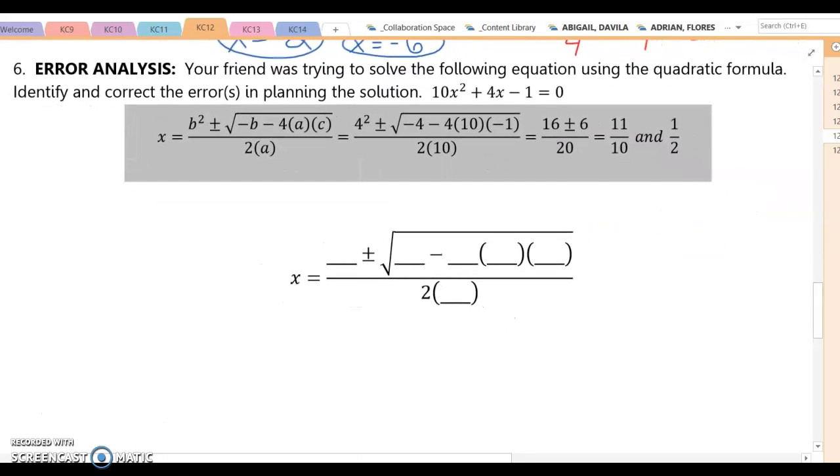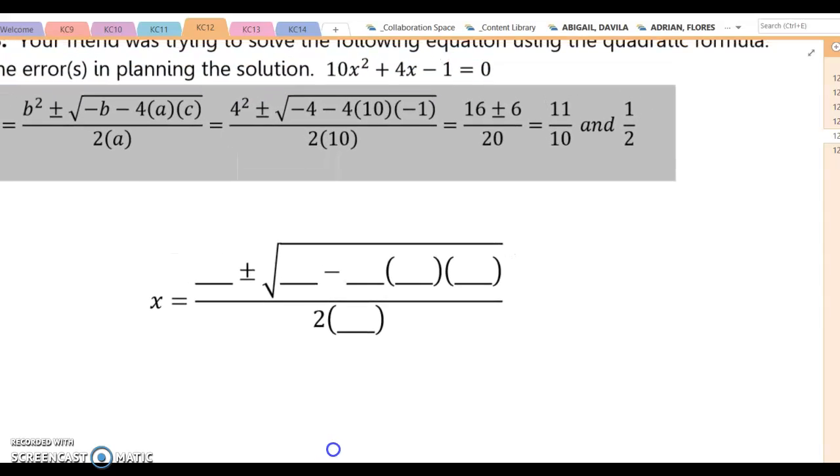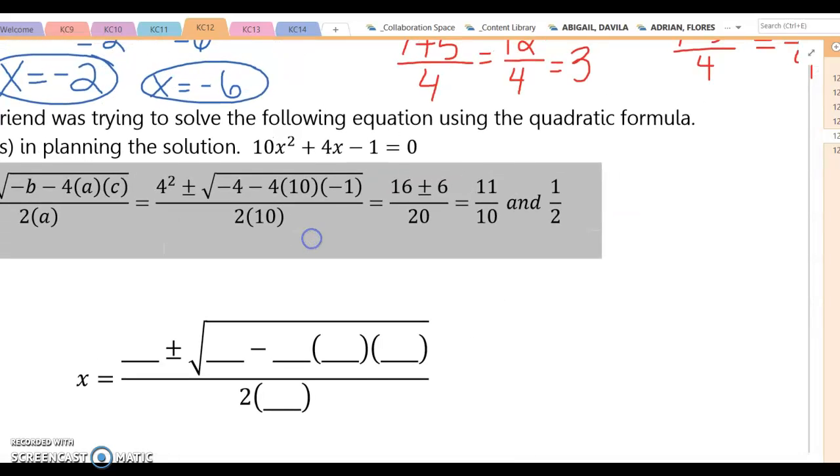So the next one is an error analysis. It says, your friend was trying to solve the following equation using the quadratic formula. Identify and correct the errors in their solution. So it kind of gives you a spot in order for you to plug things in, right? Because they're trying to show you that something happened. So, right, looking at your equation.